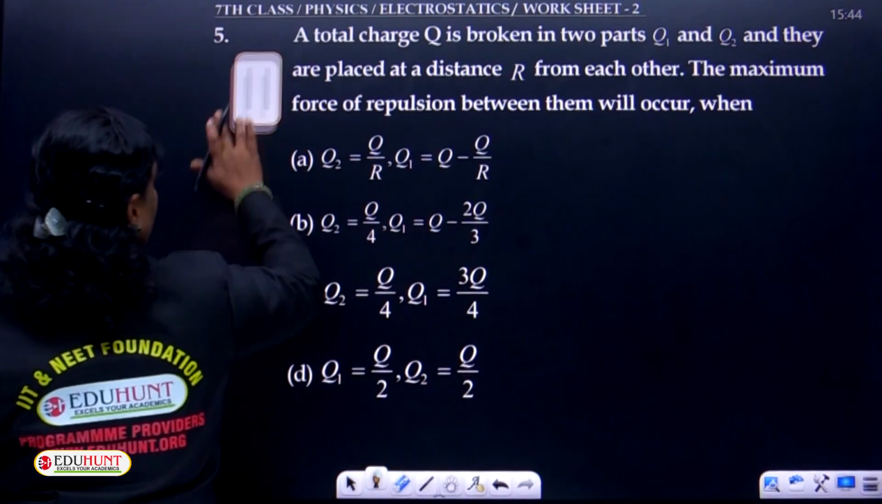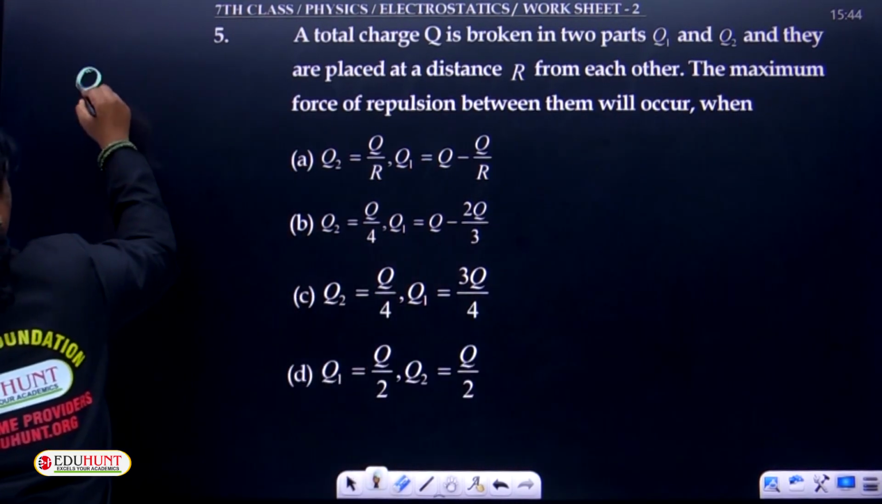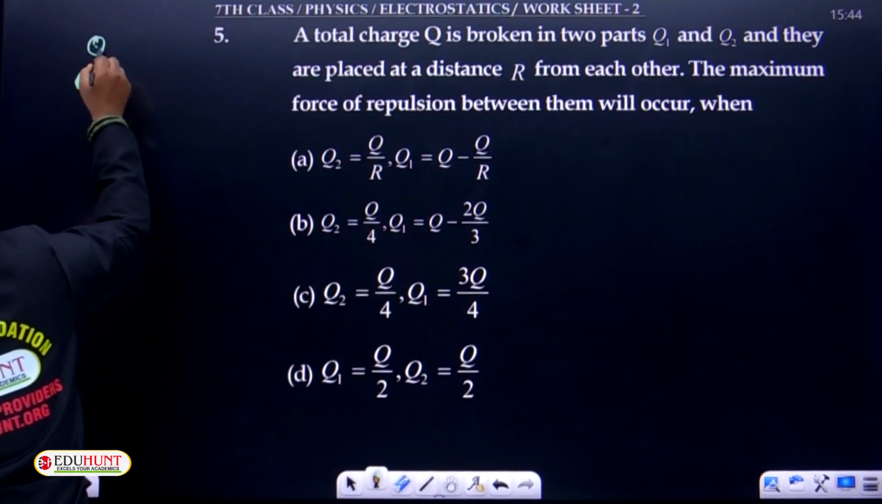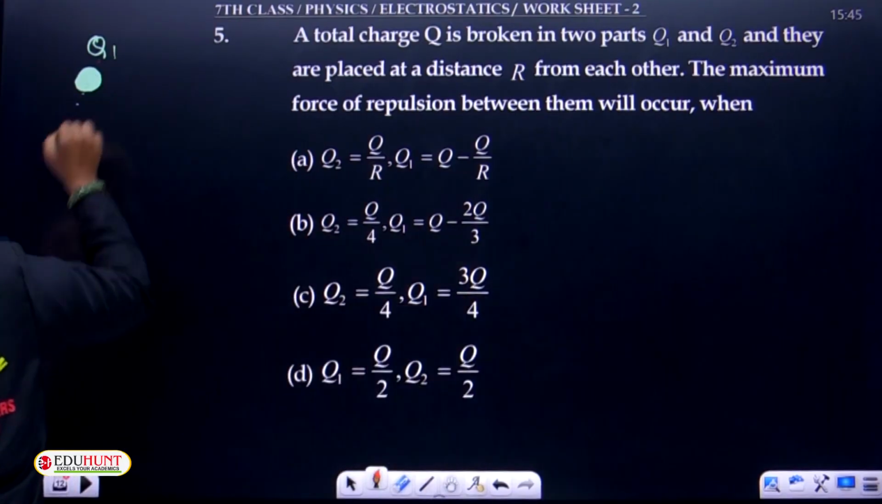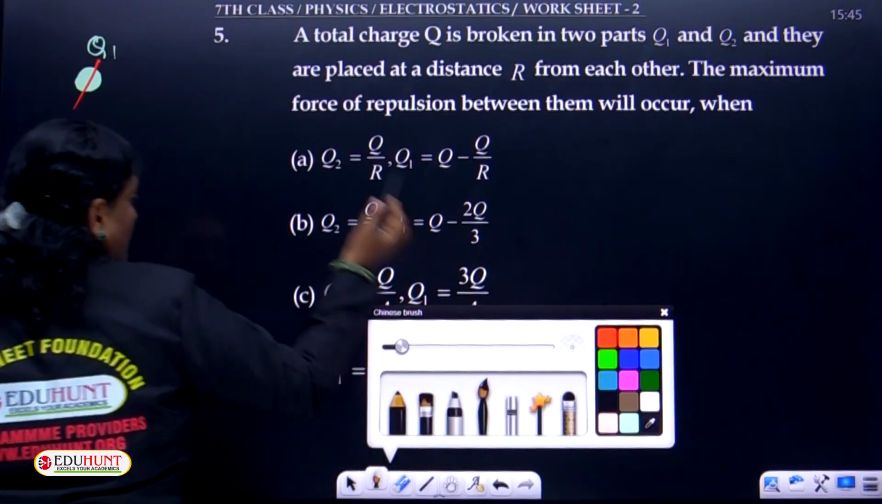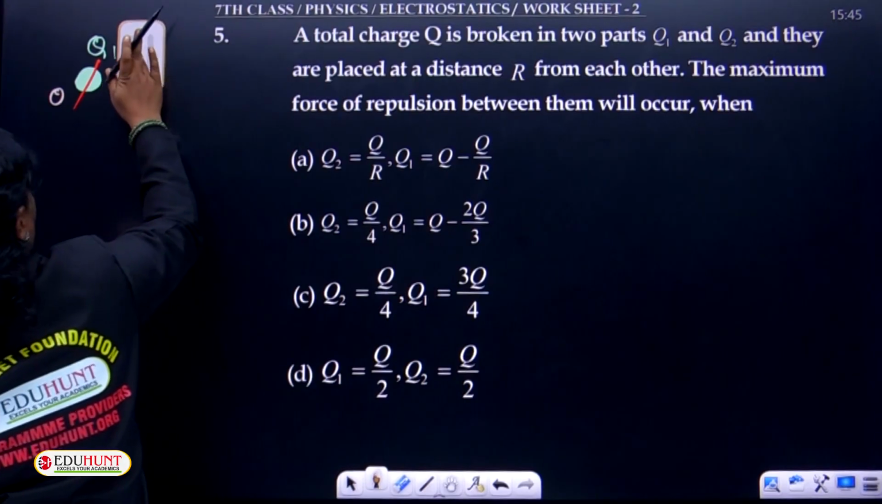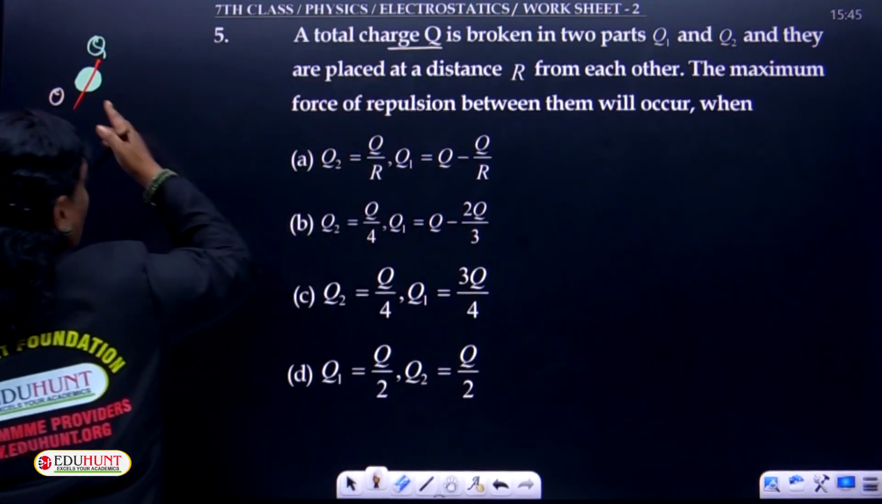So, what is given, children, according to our condition? They have given a charge, the total charge, and they said this charge was broken into two pieces. The total charge they gave as Q, and this Q is broken into two parts.